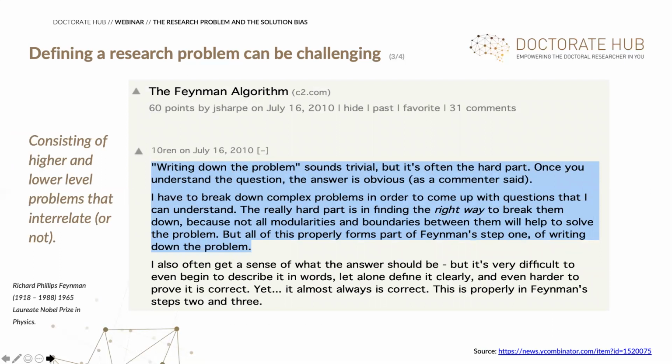That sounds trivial, but it often is a hard part. I mean, once later on we understand the answer and the question, things are much more obvious. But it consists of higher and lower level areas of the problem that interrelate or not, and that need to gradually be worked out. So this is a challenging and gradual process.